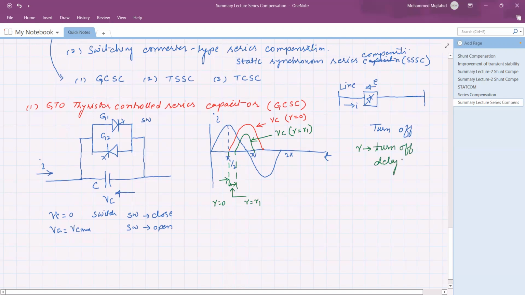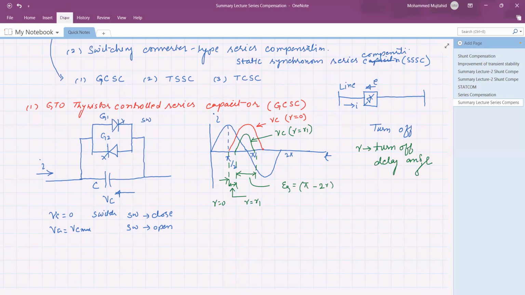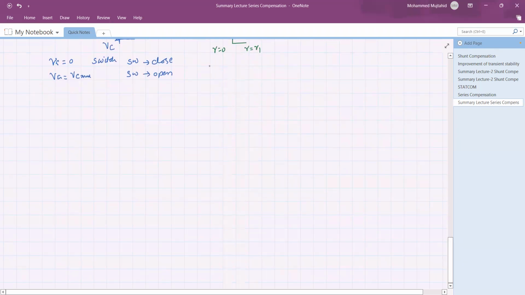When the turn off delay angle increases, the voltage across the capacitor decreases, and this is called the blocking angle. The angle during which the GTO is off is the blocking angle, zeta, which is equal to pi minus twice gamma. So this is the blocking angle. It means that if you draw the figure with different turn off delay angles, it looks like that.